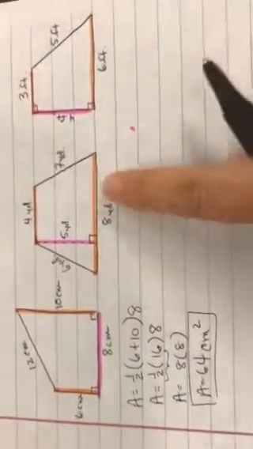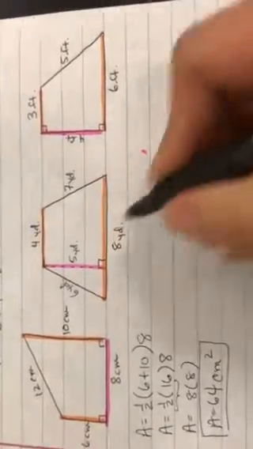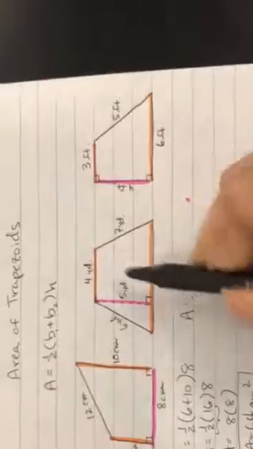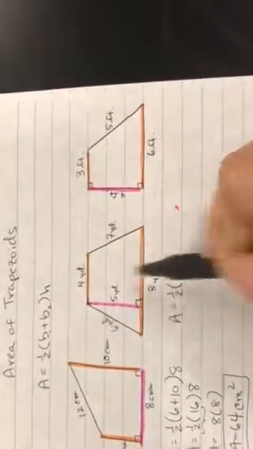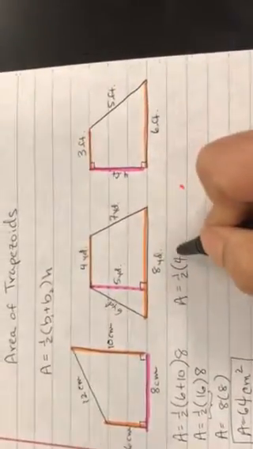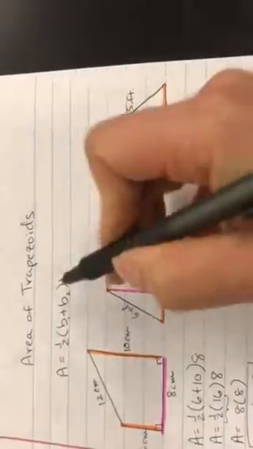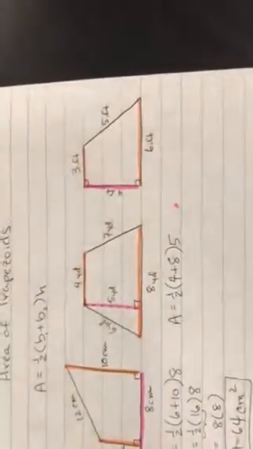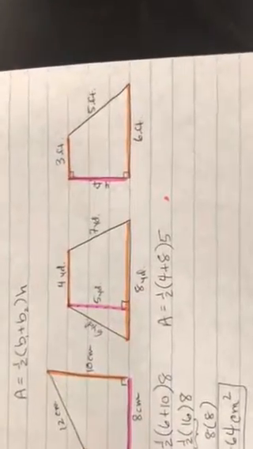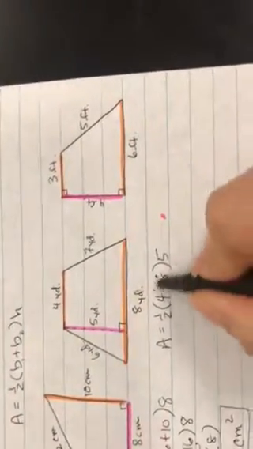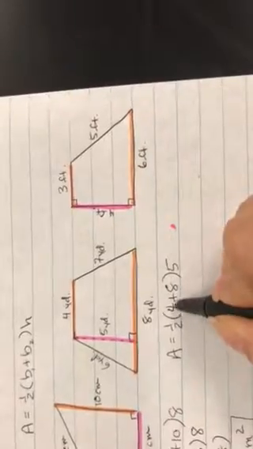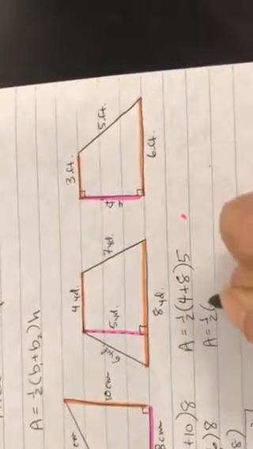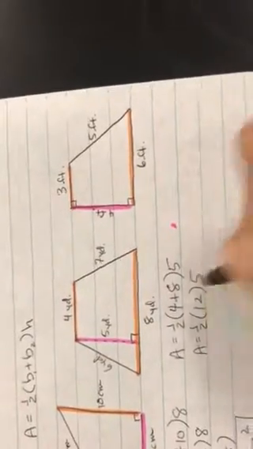All right? So now let's look at the next one. Again, plug it into the formula. You've got half, parentheses, your two bases, which are 4 and 8. So then it'd be 4 plus 8 times the height, which in this case is 5, right? Then do order of operations to solve for the area of this trapezoid. You got to do parentheses first. You got to add up your bases first. 4 plus 8 is 12. So area equals half, parentheses 12, close parentheses, 5, right?